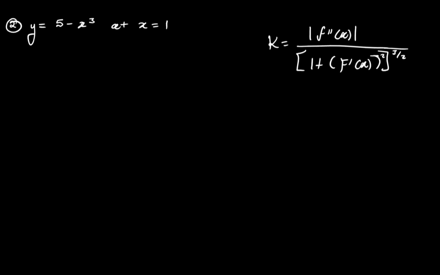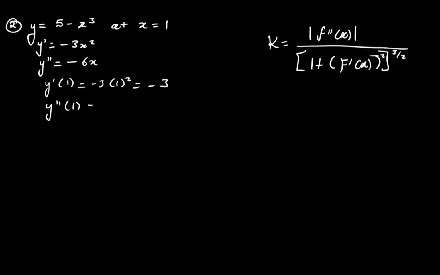For that formula we need to find the first and second derivatives. The first derivative, y prime, is minus 3x squared. The second derivative, y double prime, is minus 6x. Now evaluating these derivatives at x equal to 1, y prime at x equal to 1 is minus 3 times 1 squared, which gives minus 3. Then the second derivative at 1 gives minus 6 times 1, which is minus 6.